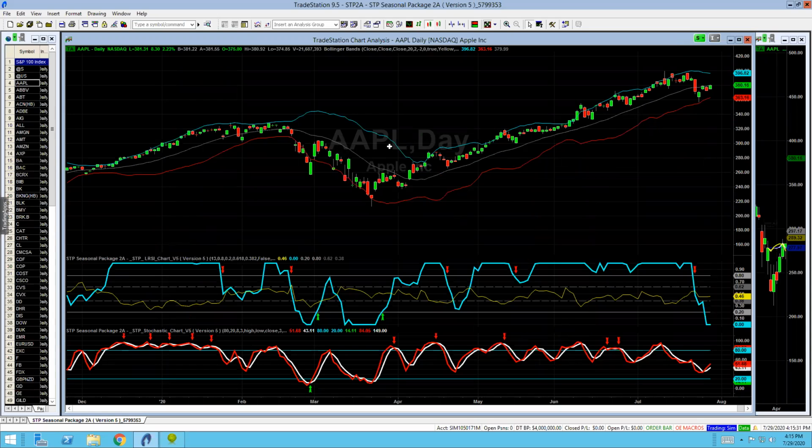In this case, Bollinger Bands are standard within TradeStation. Any questions on this before we go into the really good stuff?